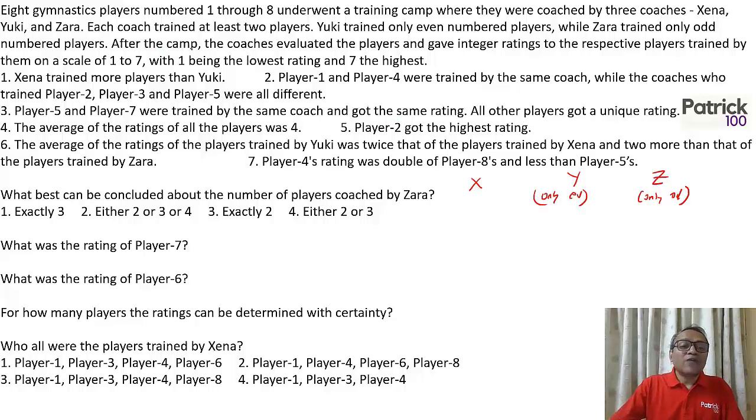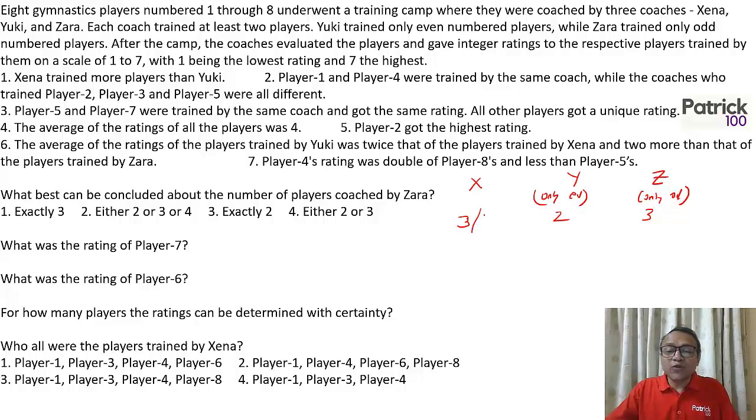After the camp, the coaches evaluated the players and gave integer ratings to the respective players trained by them, 1 to 7. 1 being the lowest, 7 being the highest. Zena trained more number of players than Yuki. What is possible? So it can be 3, 2, and 3. That's possible. So I can have 3 players trained by Yuki, 2 players by this one, and 3 here. That's one possibility. I cannot have 4, 3, because 4, 3 will make 7 and Z will have 1, because we said each one trains at least 2 players.